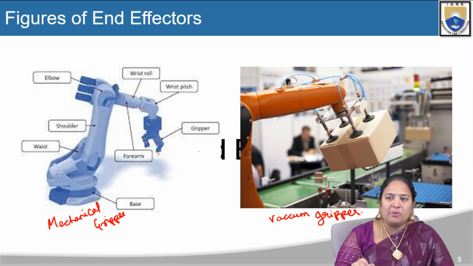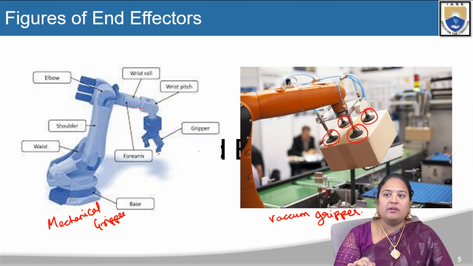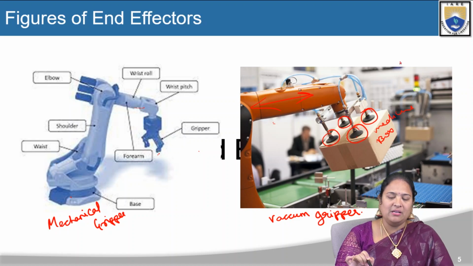Here we can see in the vacuum gripper what is happening. Here we have vacuum caps placed. Right? Here we have 4 vacuum caps, and based upon the movement of the manipulator, this particular vacuum cap sucks the object. For example, we have taken a box here, a medicine box. So this medicine box is sucked with the help of the vacuum gripper, and with the help of the manipulator movement, it is placed at some other place.